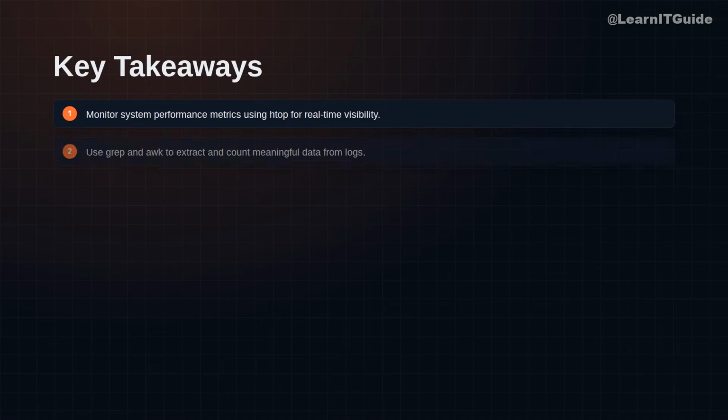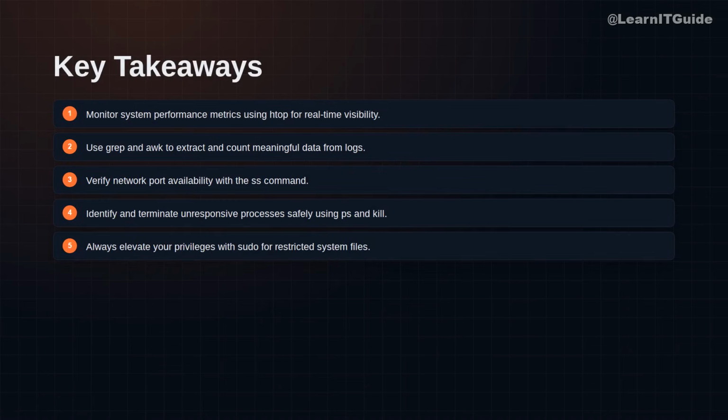You now know how to monitor system performance using htop. You have the skills to parse complex logs with grep and awk. You can verify network connectivity with the ss command. You know how to manage runaway processes with ps and kill. And you remember to always use sudo for restricted system files. These 5 habits will make you a much more effective cloud support engineer.